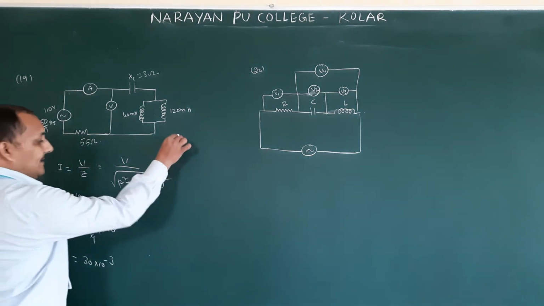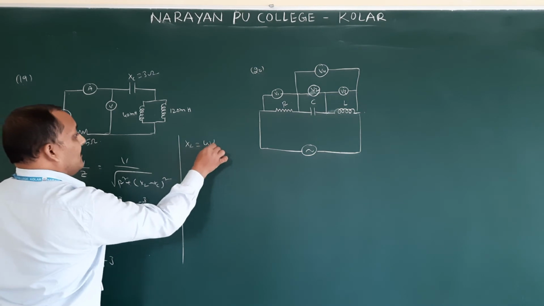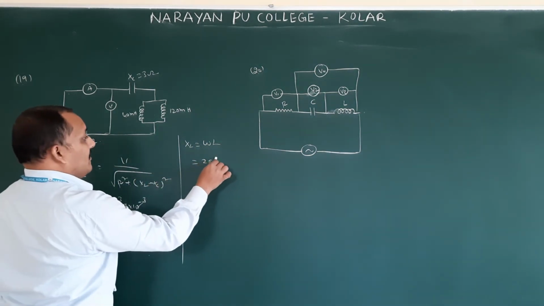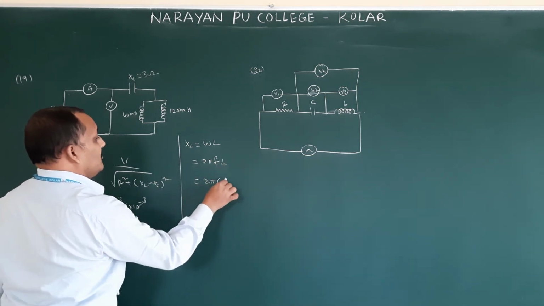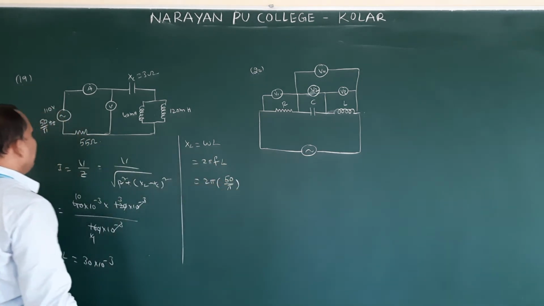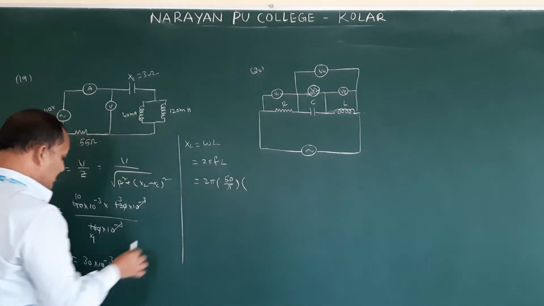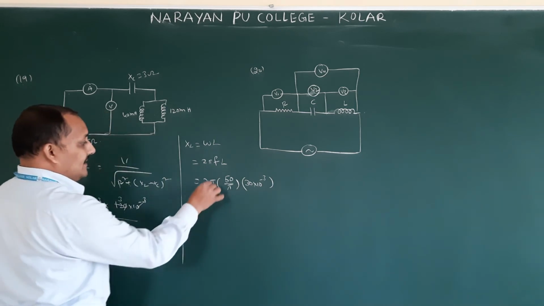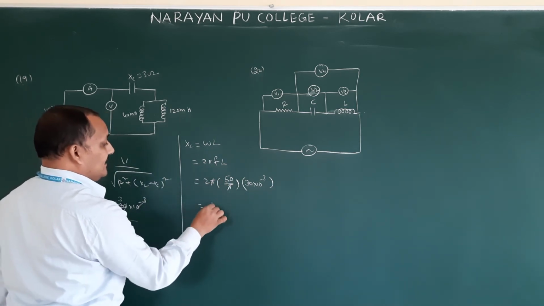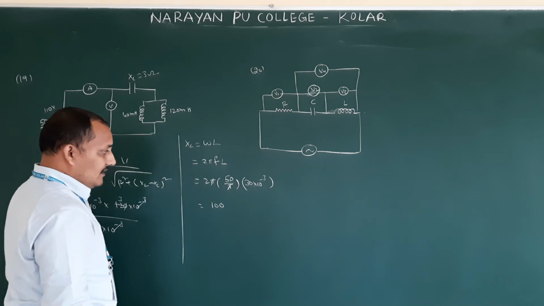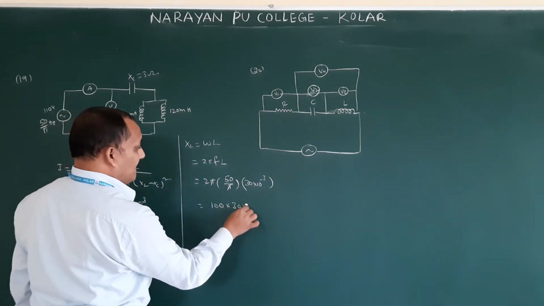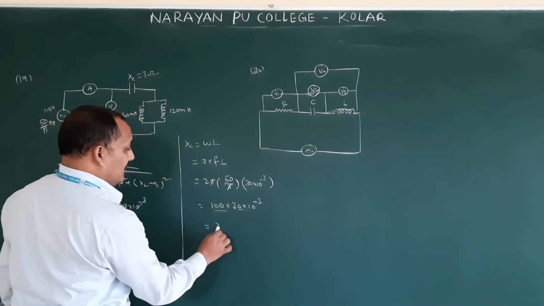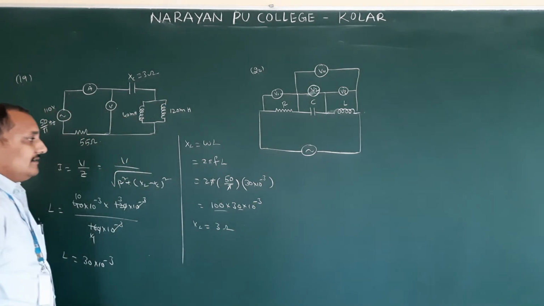We have to find XL. XL is equal to omega L. What is omega? Omega is 2 pi F. So 2 into 50 into pi, into the L value we got, 30 into 10 power minus 3. So pi will be cancelled. 50 into 10 is 100, into 30 into 10 power minus 3. Therefore, XL is also 3 ohms.